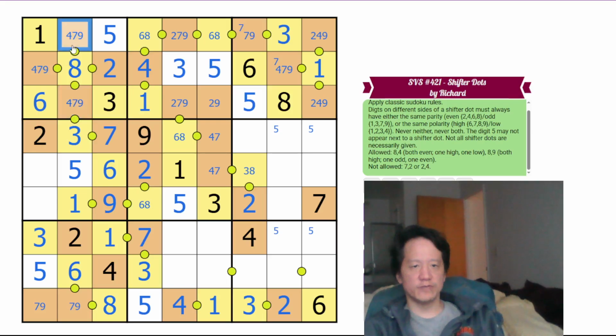One of these must be a 4 because this can't be 4 anymore. We have a 7-9 pair, which eliminates 7 and 9 from the rest of the box. This can't be 7 or 9. This is a 2-4 pair. This 7 eliminates 7 here, so this is 4. This is 7.